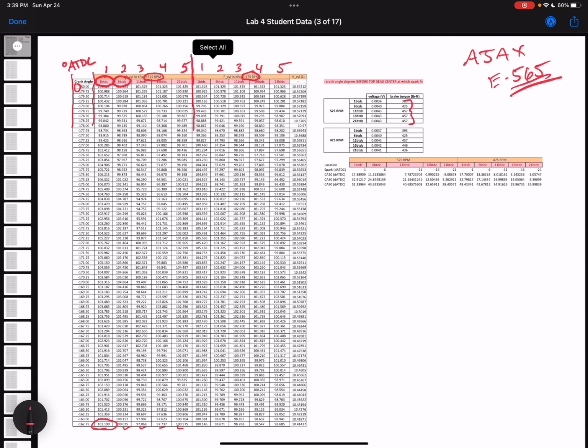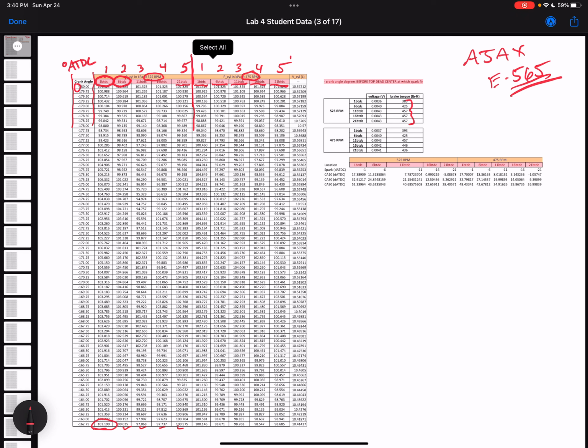We're varying the spark timing to 1 degree before top dead center, 6 degrees before top dead center, 11 degrees before top dead center, 16 degrees before top dead center, and then finally 21 degrees before top dead center. And all those same spark timings are used at 475 RPM as well, okay? And so you'll be able to analyze all of those pieces of data at the various spark timings and for the two different engine speeds.